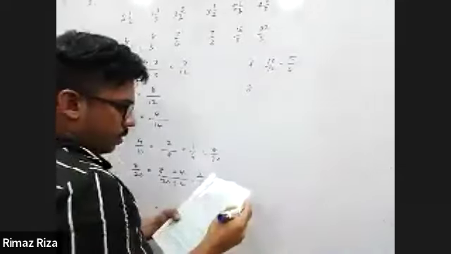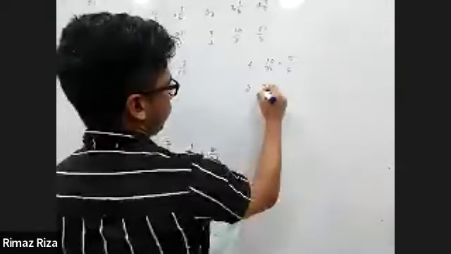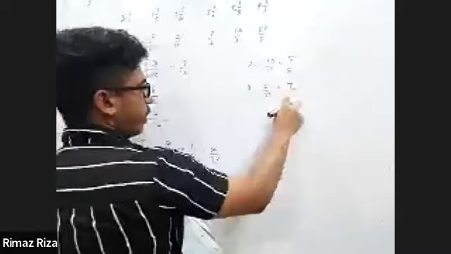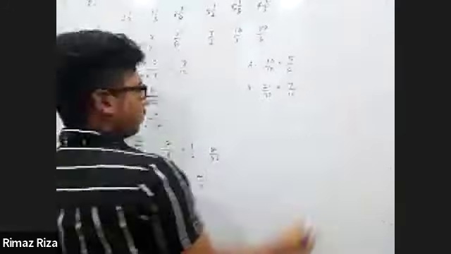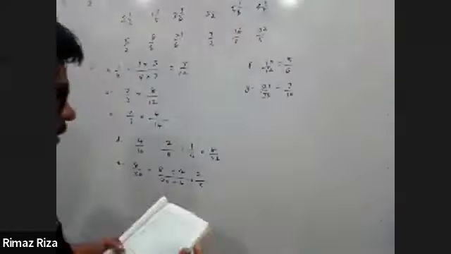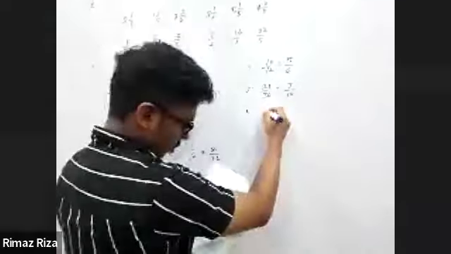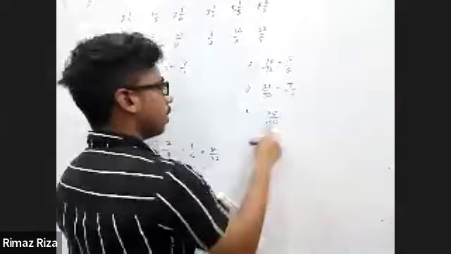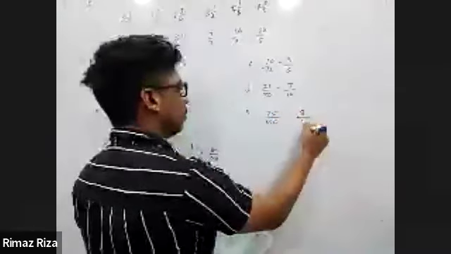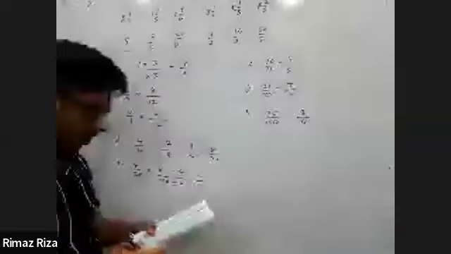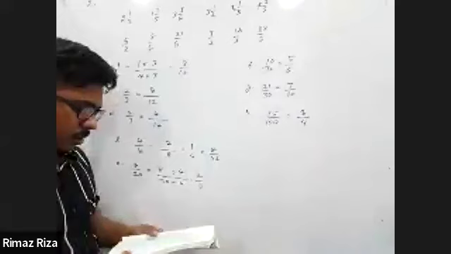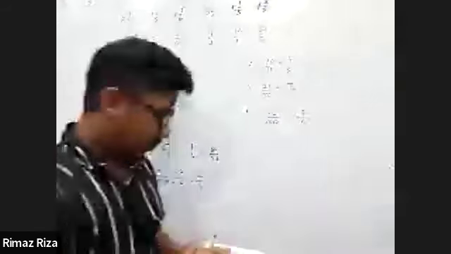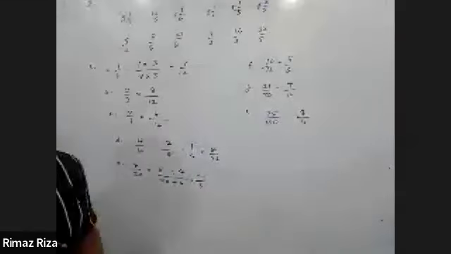G, 21 over 30 is equal to 7 over, divide by 3, divided by 3, and then H, 75 over 100. So both can be divided by 25, 25 3, 25. Okay. Okay, then start question number 4. I'll give you a couple of minutes. You have to write in the ascending order.